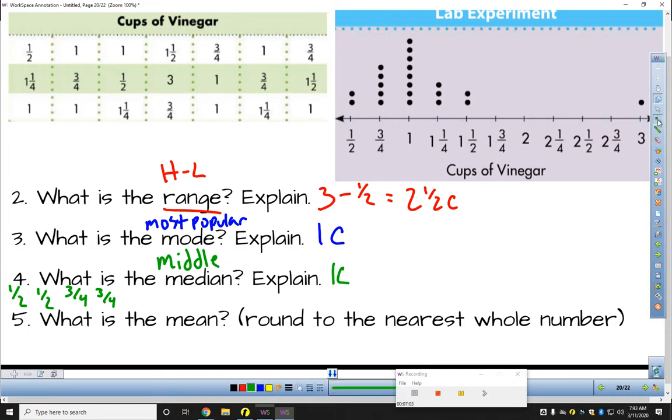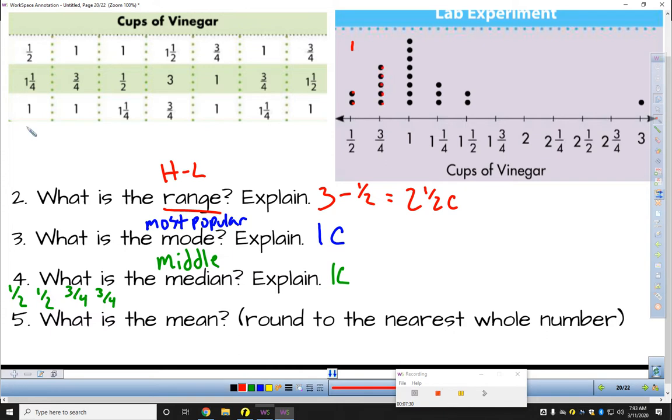Right. Now, finding the mean is probably the most challenging because what we need to do here is add all of this data up and then divide by the number of entries that we have. So I'm going to try to do that in a systematic approach. 1/2, I have 2 of those, so that is equal to 1. 3/4, I have 1, 2, 3, 4, 5 of those.